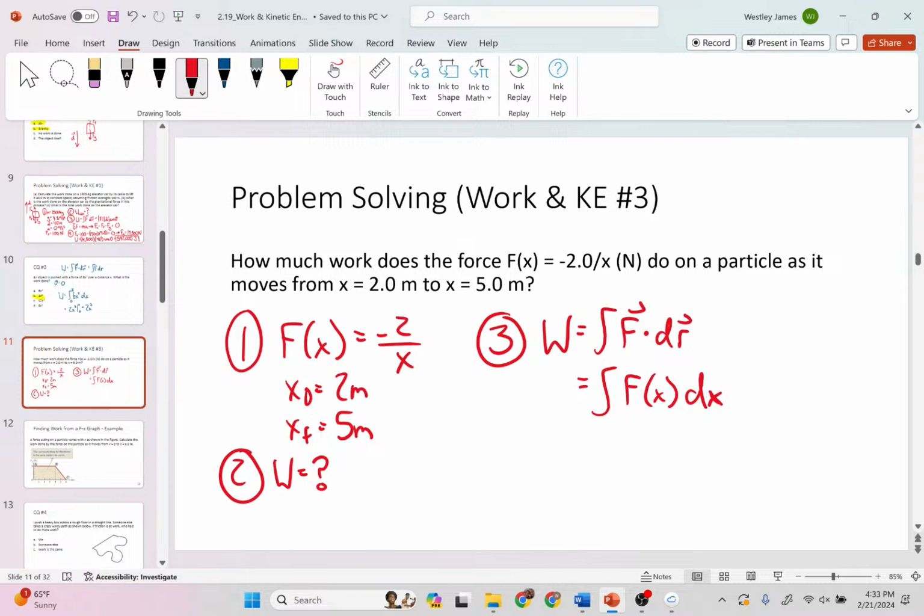And so then at this point, it's just doing the integral. So work is going to equal the integral from 2 to 5 of my function, -2 over x, dx. The force F is a function, so we plug that in. r is the direction of motion. It's an x, so we just replace r with x. And the dot product goes away because they're parallel, x and x, they're the same direction.